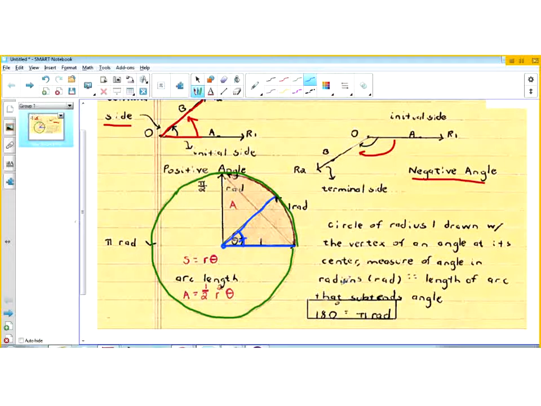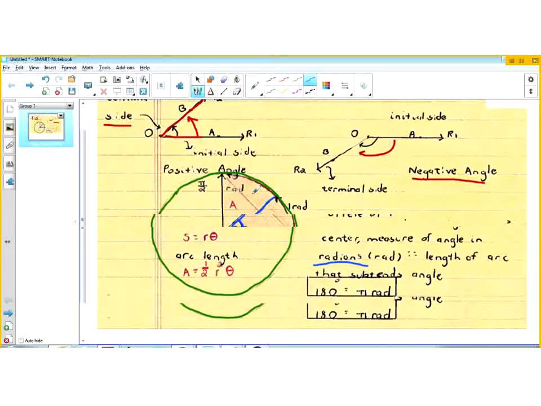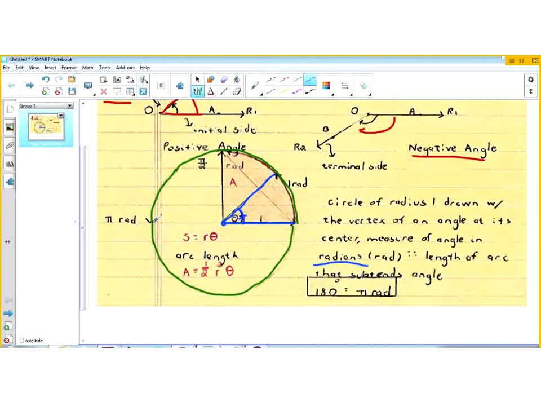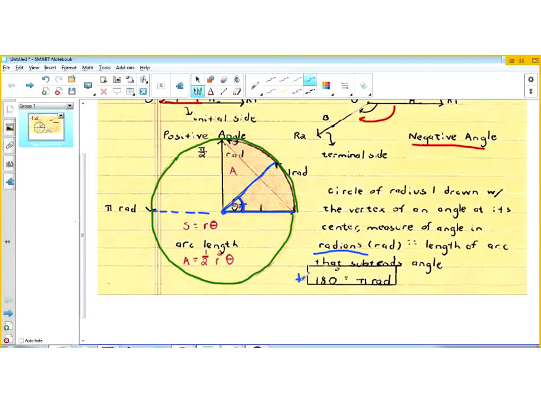Theta is measured in radians. The length of the arc that subtends an angle of 180 degrees, as we discussed last lecture, is called pi radians, and that's a definition. There's no proof involved in that. It's just defined that way for the unit circle. So this is an important relationship to memorize.